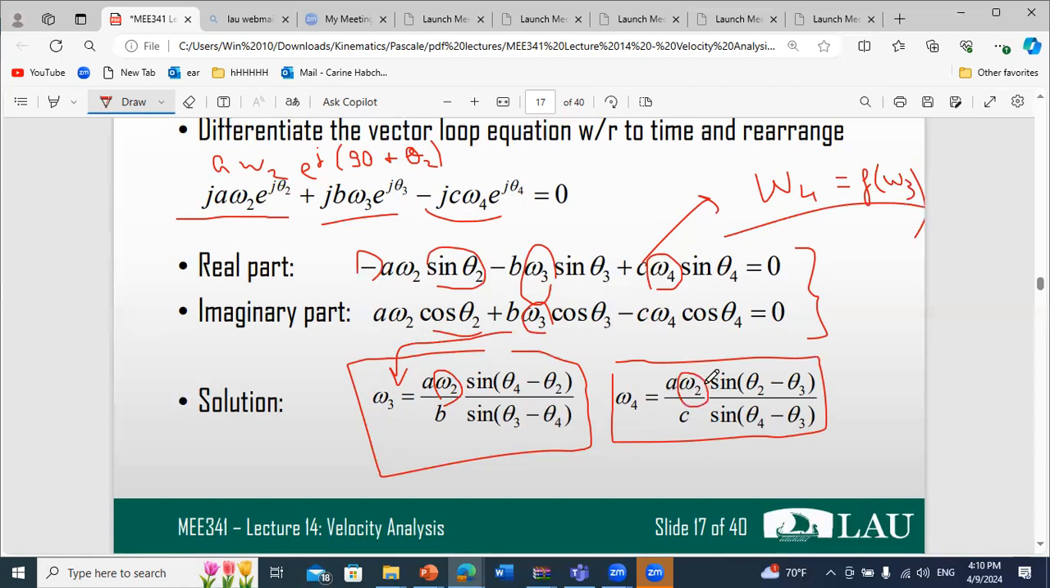It's an input because we said for the input link, we give you theta 2, we give you theta dot 2 at a certain instant, and you want to solve for position theta 3, theta 4 that are unknown, and angular velocities omega 3, omega 4 that are unknown. So it's essential to start by position analysis to solve first for theta 3, theta 4, because we need them to calculate omega 3 and omega 4. Okay? Any question on this?